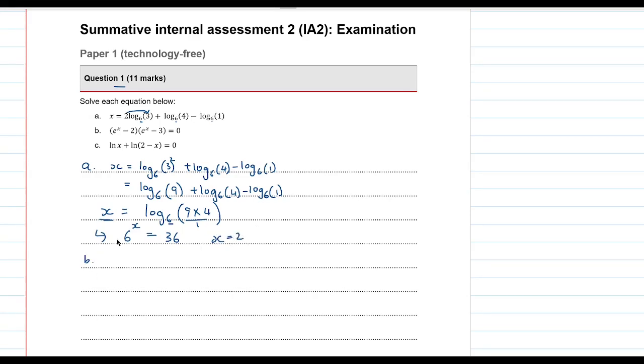Let's look at B. Alright, so they're being multiplied here. So we know that using the null factor, either e to the x minus 2 equals 0 or e to the x minus 3 equals 0. This is e to the x will equal 2 and here e to the x will equal 3. And now to get rid of the e, we can do ln on both sides. So x will equal ln 2. So here, if you do ln on both sides again, x will equal ln 3.